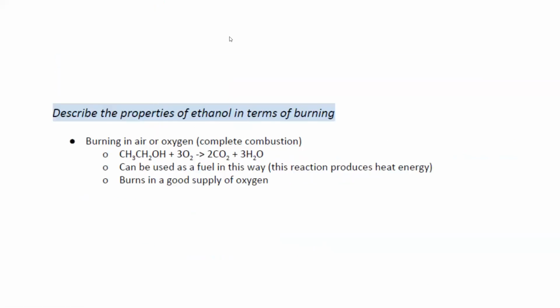Then describing the properties of ethanol. What are the properties of ethanol? Ethanol can also be used as a fuel because it can burn. When we burn ethanol, complete combustion gives carbon dioxide and water. It can be used as a fuel because it releases heat energy and burns in a good supply of oxygen. You need a lot of oxygen to burn ethanol completely.